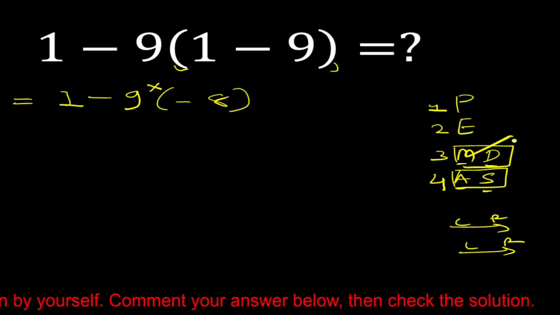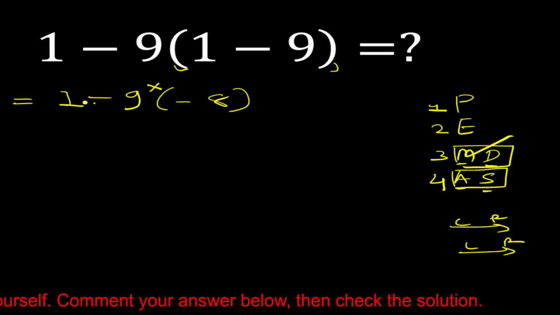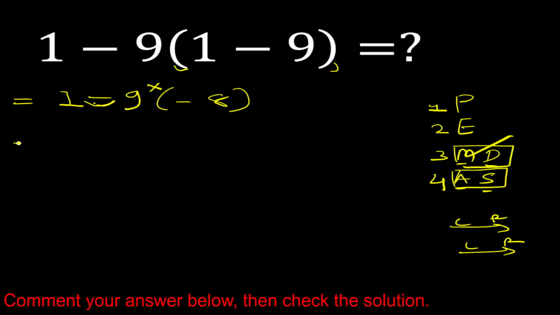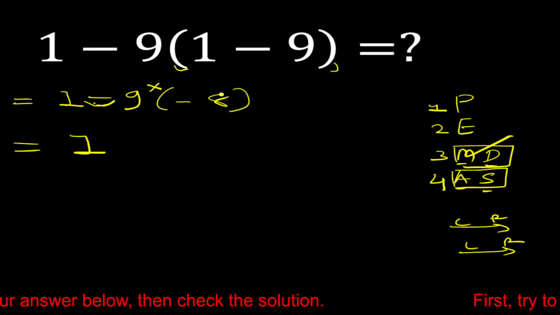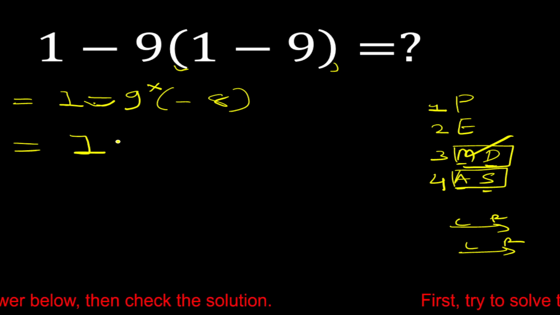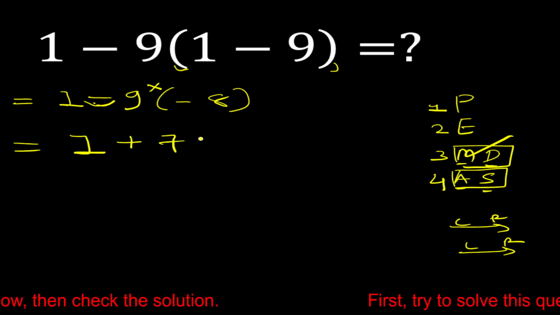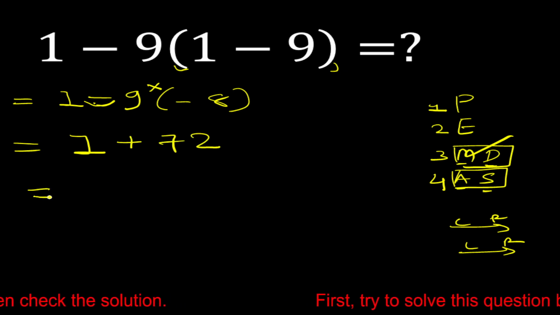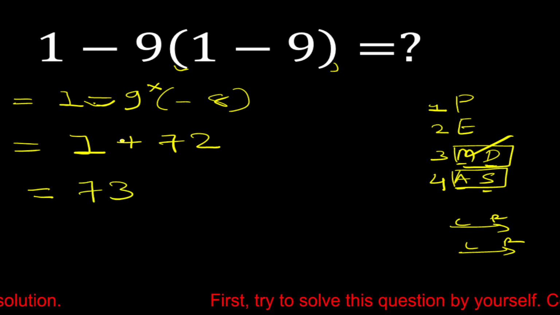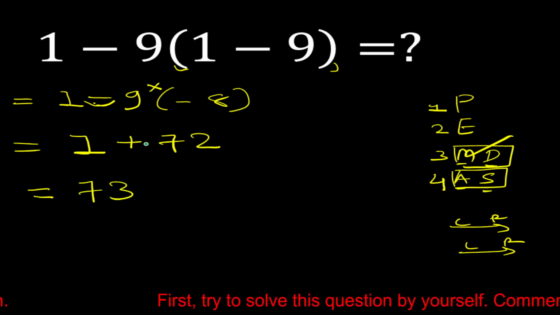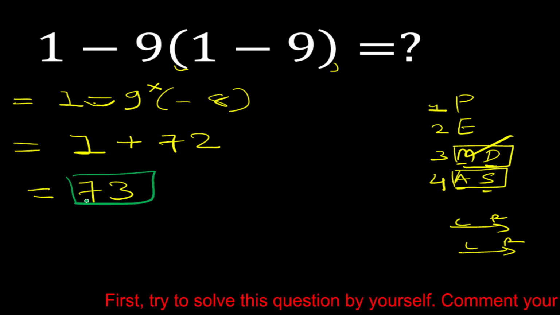So first priority is multiplication, then we have to solve subtraction. Here is subtraction. Okay, so 1, now minus 9 multiplied by minus 8 is equal to plus 72. Now 1 plus 72 is equal to 73. Okay, so the correct answer is 73.